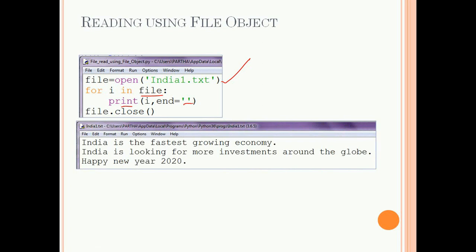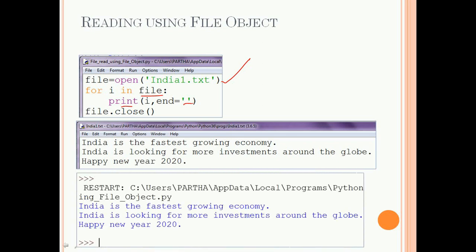This is the india1.txt text file from where we are going to read. You can see that using this small program we are reading the entire text file. So in the first iteration, the first line of the text file india1.txt is fetched and stored in the variable I, and here I am going to print the value of I. And in the second iteration the second line will be fetched and displayed, and so on.